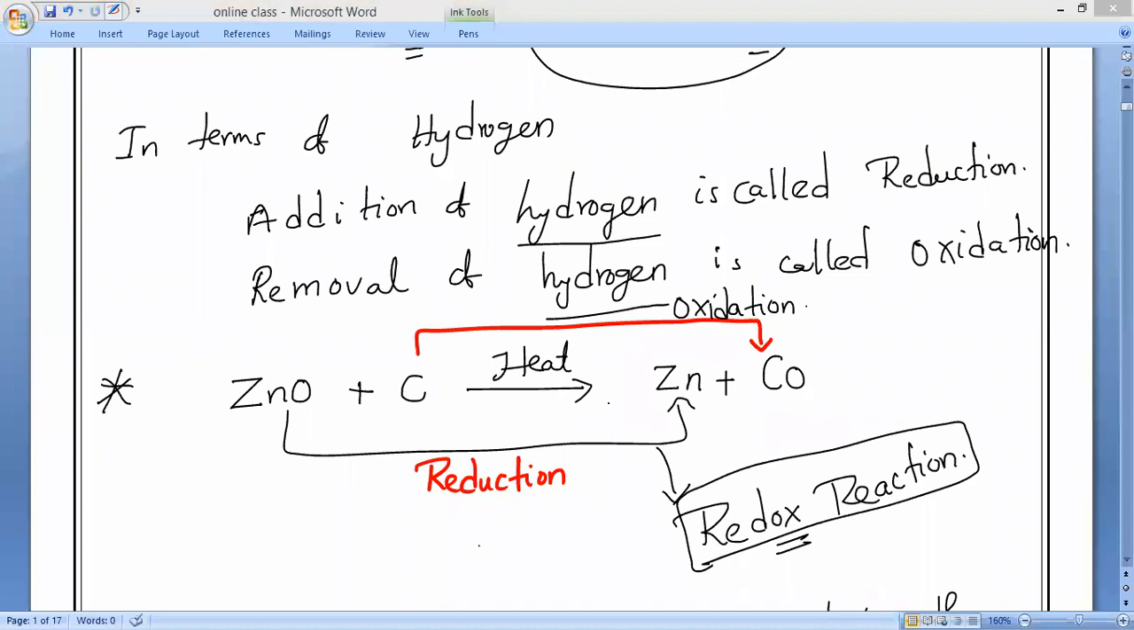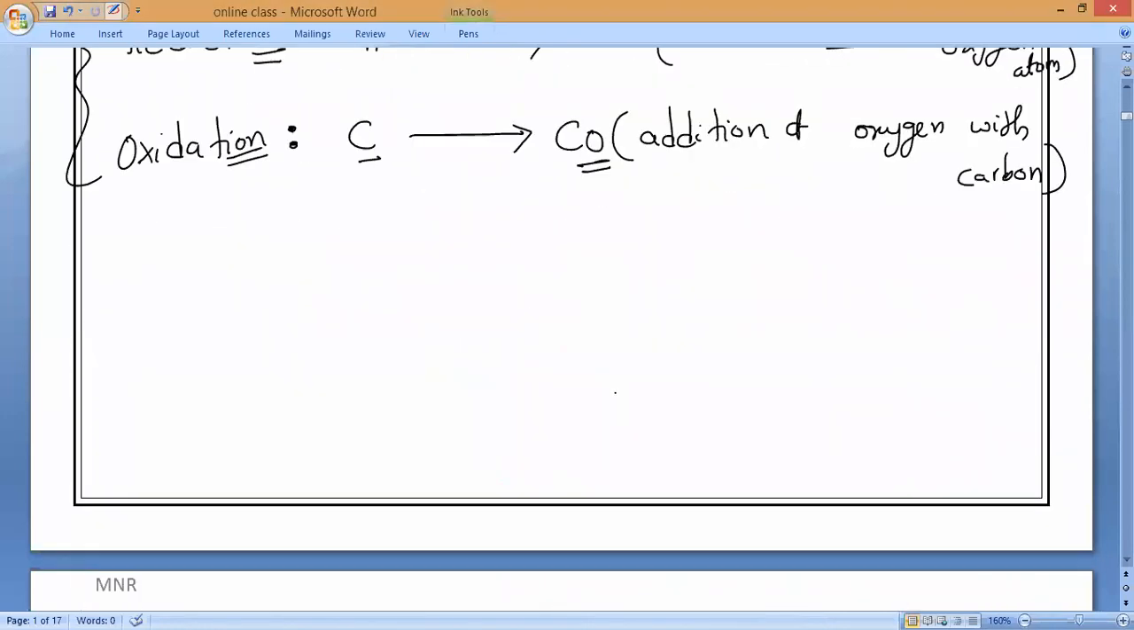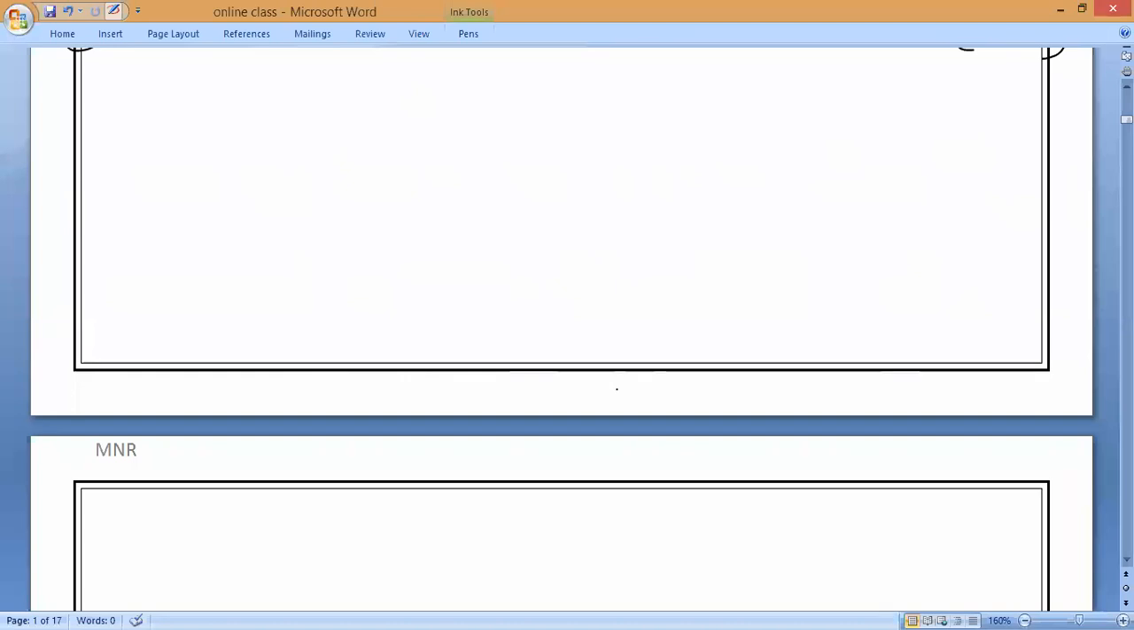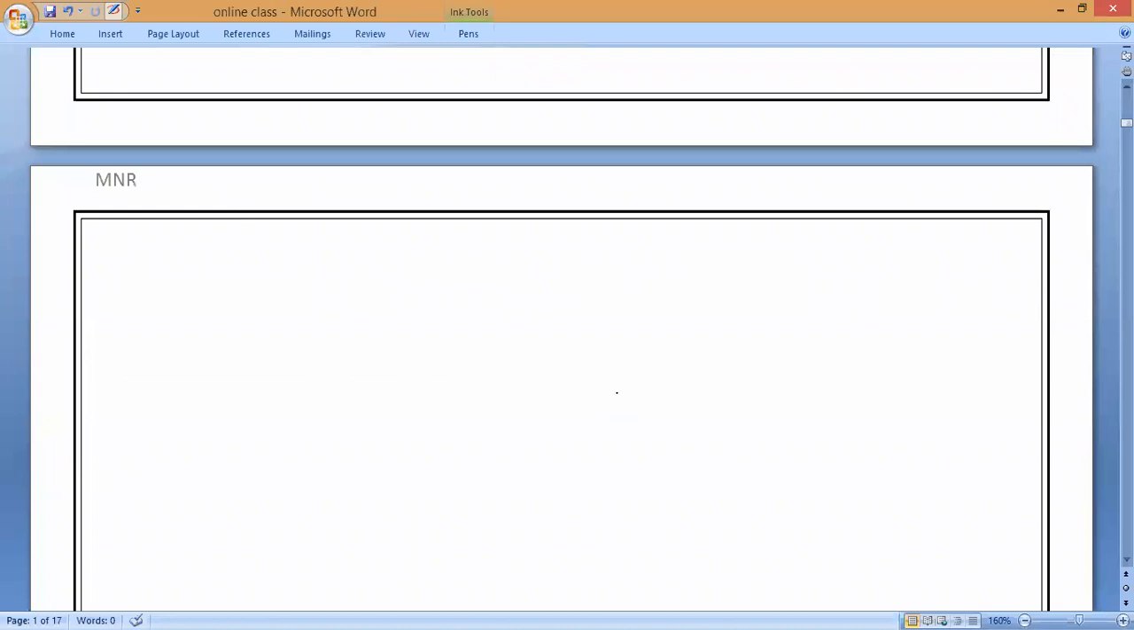Now we are going to study other definitions of oxidation and reduction, as well as two more words, oxidizing agent and reducing agent. Shall we study, guys? Let us come to what we mean by oxidation. Observe very carefully. A lot of definitions are there for oxidation, and every definition is needed for us to answer the questions in the exam.